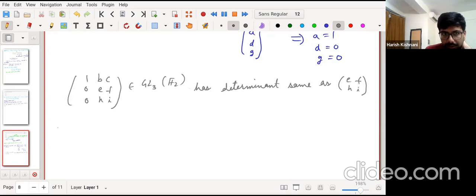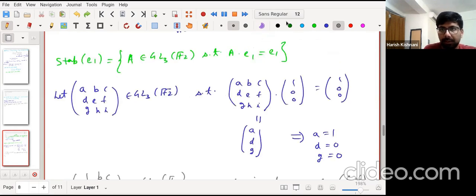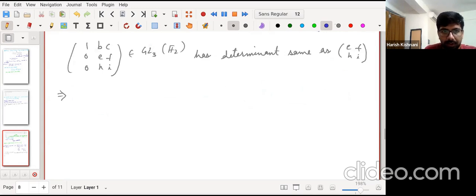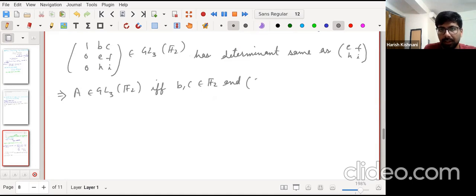So can we say this? Let's say this matrix we denote with A. Let A be equal to this. Can we say that A belongs to GL3 F2 if and only if, first of all, B and C are elements of F2, and the matrix E F, H I belongs to GL2 F2, because it has a non-zero determinant if and only if this A has a non-zero determinant.